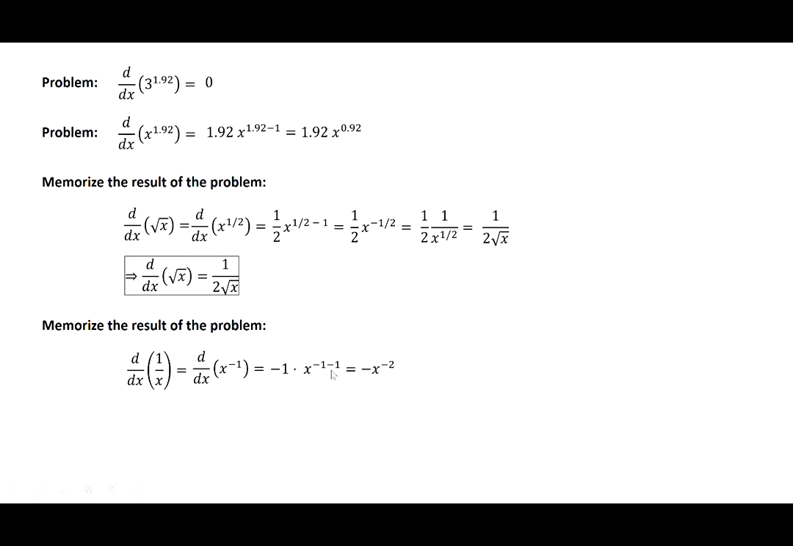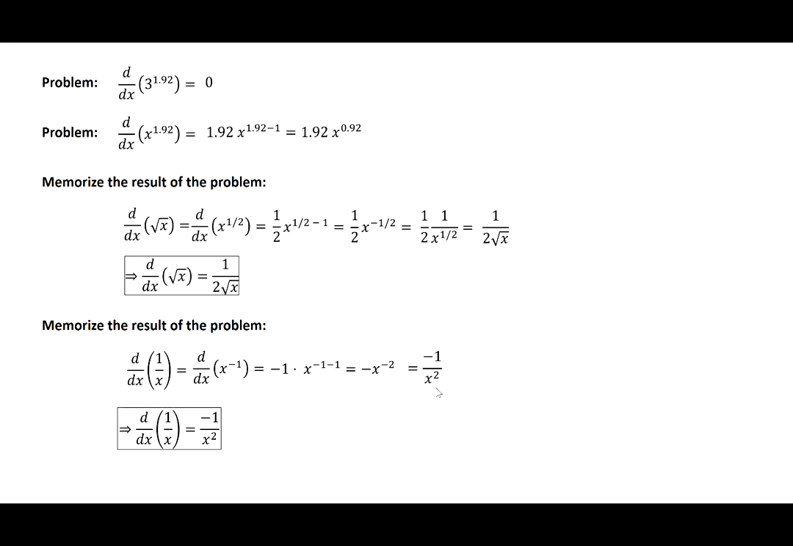But -1 minus 1 is -2. So this simply became -1 times x to the -2, or negative x to the -2. But x to the -2 is the same as 1 over x to the positive 2. Right? So we have -1 over x squared. So the result is d/dx of 1 over x is -1 over x squared.